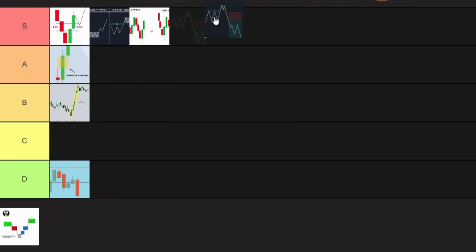Now, I would put this at S tier, but the thing is, whenever you have multiple session liquidities, it is very possible that one sweeps that liquidity, it then continues and goes to sweep another, meaning it is possible to get faked out of this. So I would put this at S tier, but I think it'd be smarter to put it at an A tier.